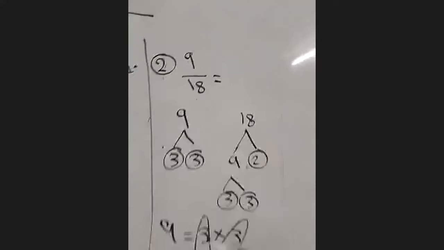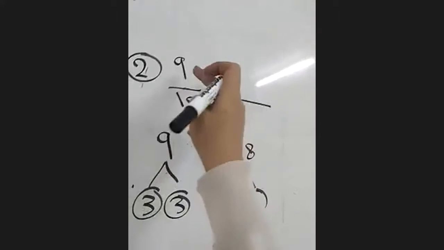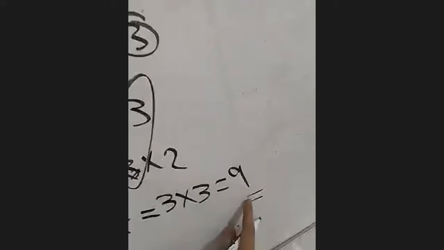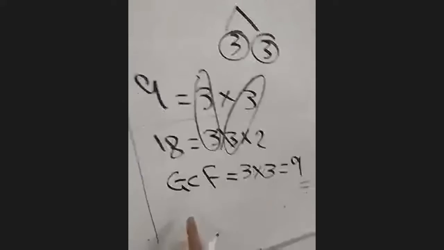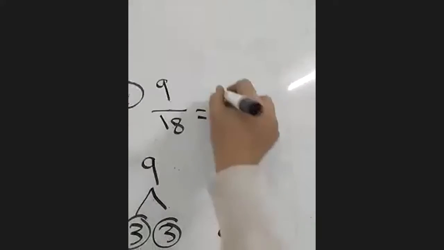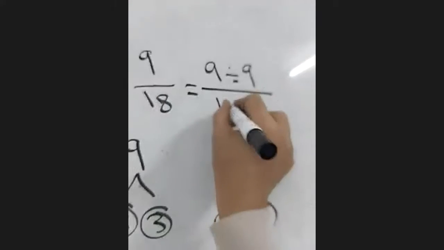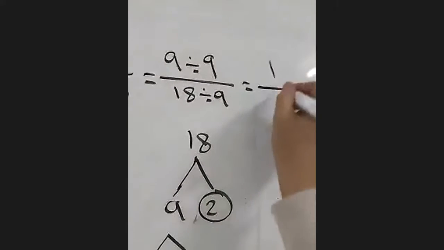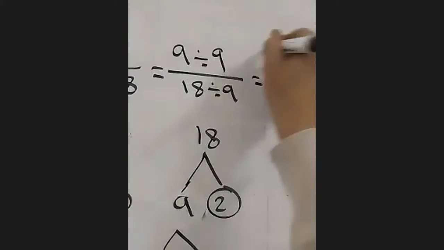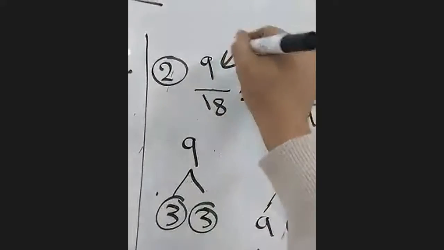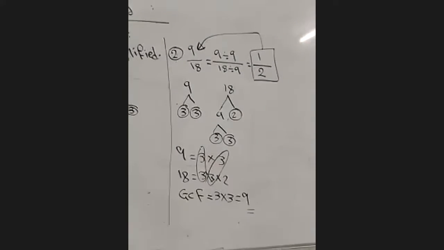Okay. Now what we will do, we'll make a line and divide up and down by the GCF, which we found here, which is what? 9. Yeah, 9 divided by 9 and 1. 18 divided by 9. And find the answer. Up 1, down 2. This is the simplest form of this fraction. Got it?